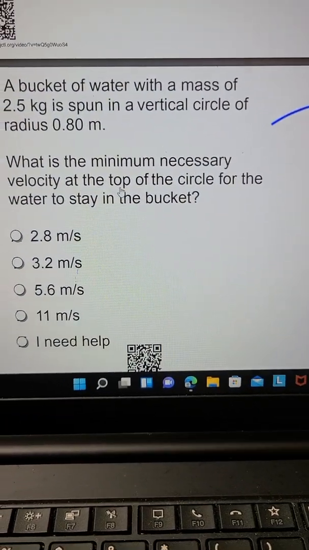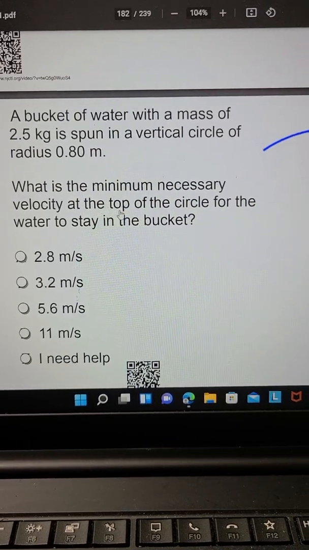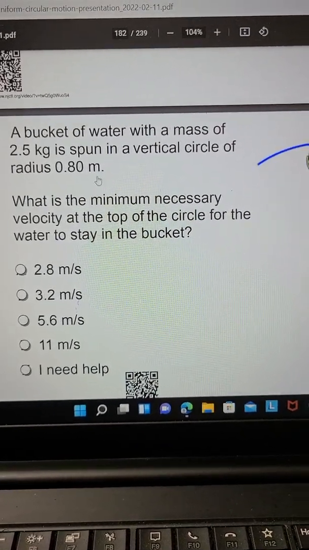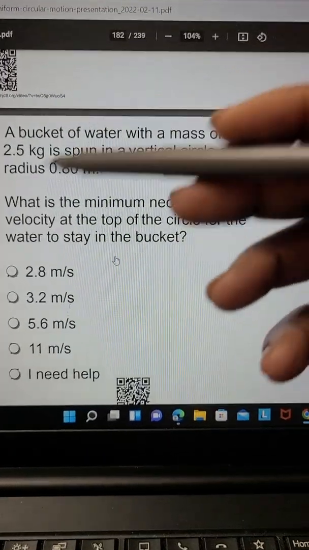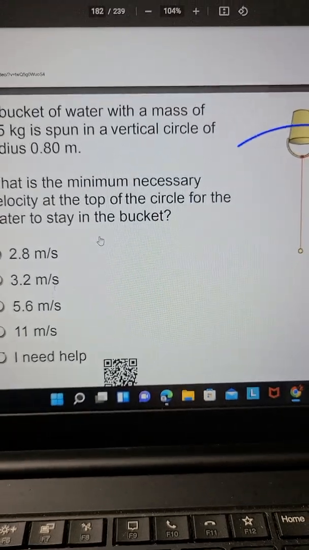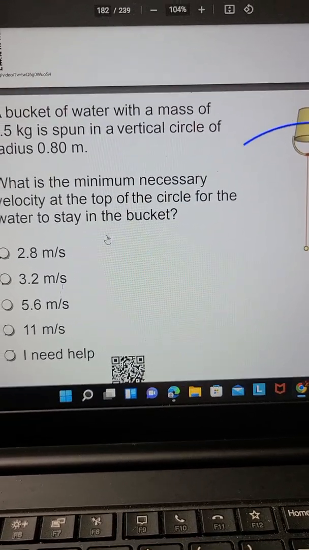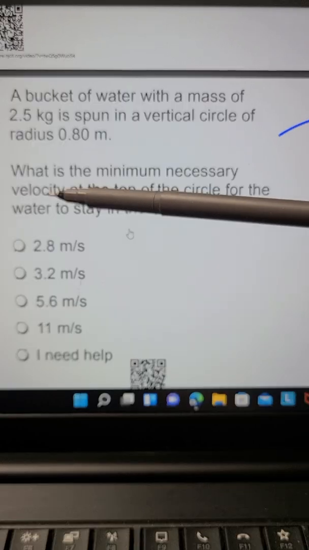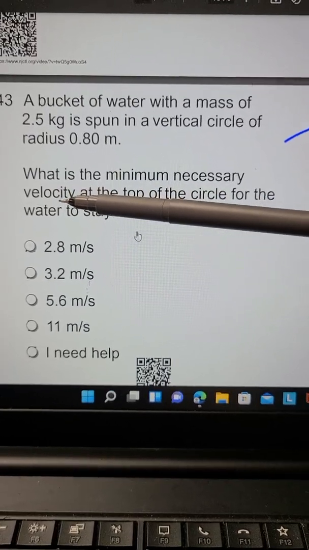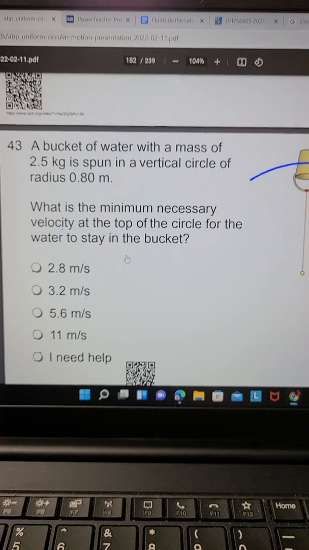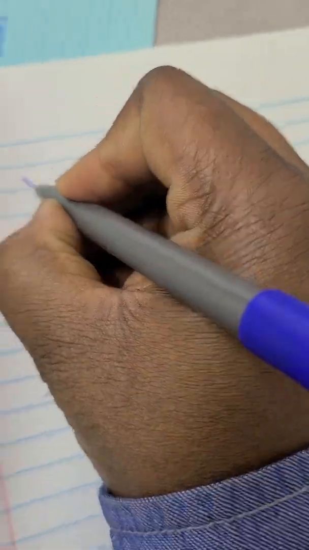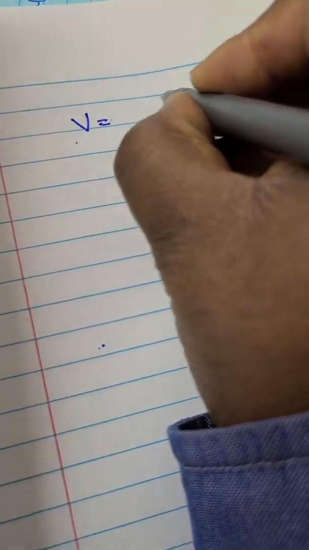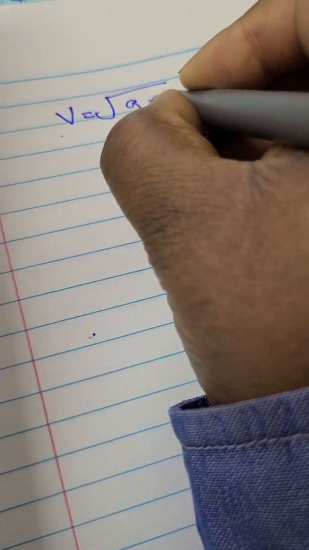Now this problem is a little different. Although you have similar components, like details, from the previous two questions, this one is a little different because if you notice the question, you're no longer looking for apparent weight or normal force. You're looking for the minimum necessary velocity. So in this moment, this is where that third equation comes in that looks like this. V equals the square root of gravity times radius.